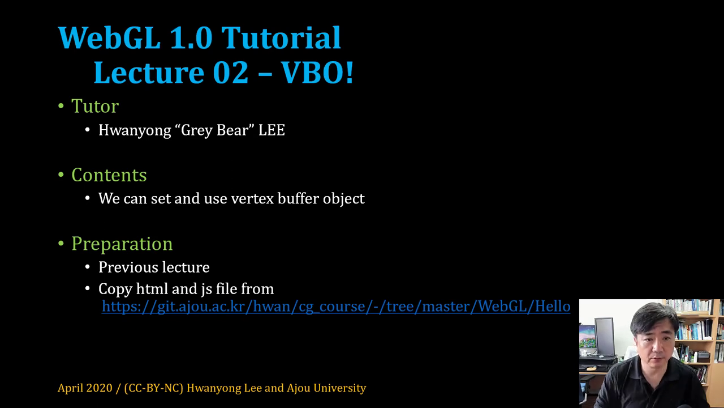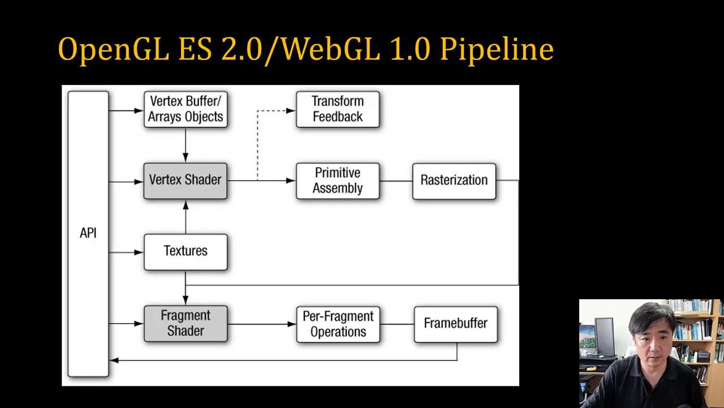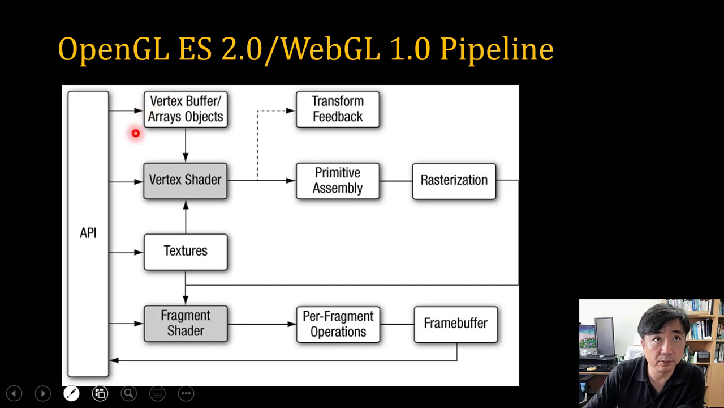Okay. So today we learn about the vertex buffer object. You should learn the previous lecture first. I will have practice with code in my Git server. So if you need the sample code, then you can download it from here. Okay. Today's lecture is about the vertex buffer object.